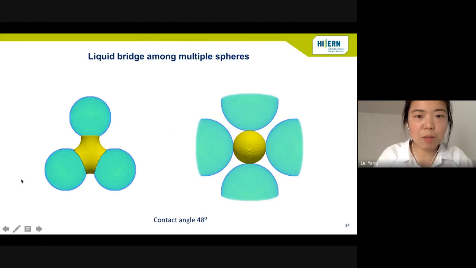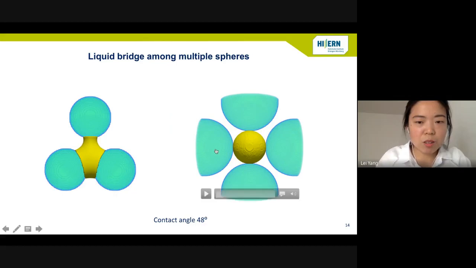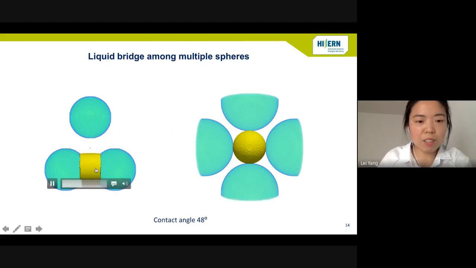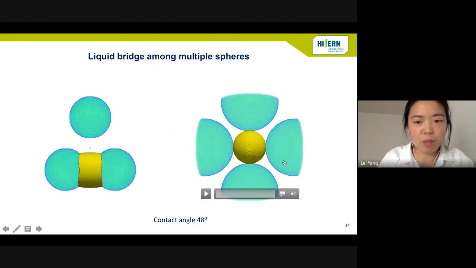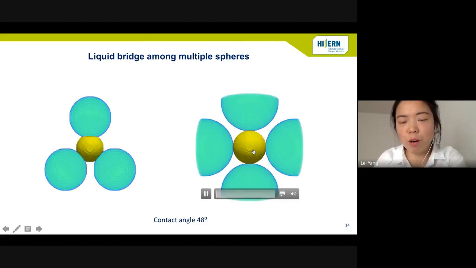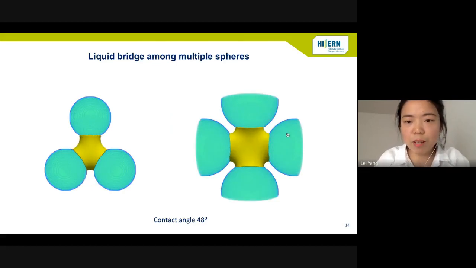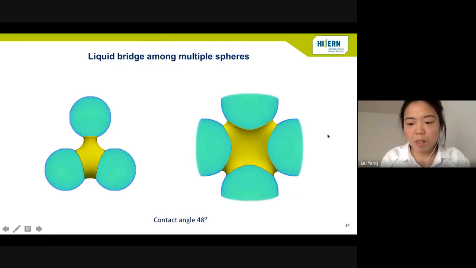And then we also study the liquid bridge among more particles. The first is three particles. We found that since the separation distance between the bottom two particles and the top ones are different, the liquid is just pushed down and formed a nice bridge between the bottom two particles. Since we have four particles in the right movie and they are symmetrically distributed, we finally observe a very nice liquid bridge among all these four particles.